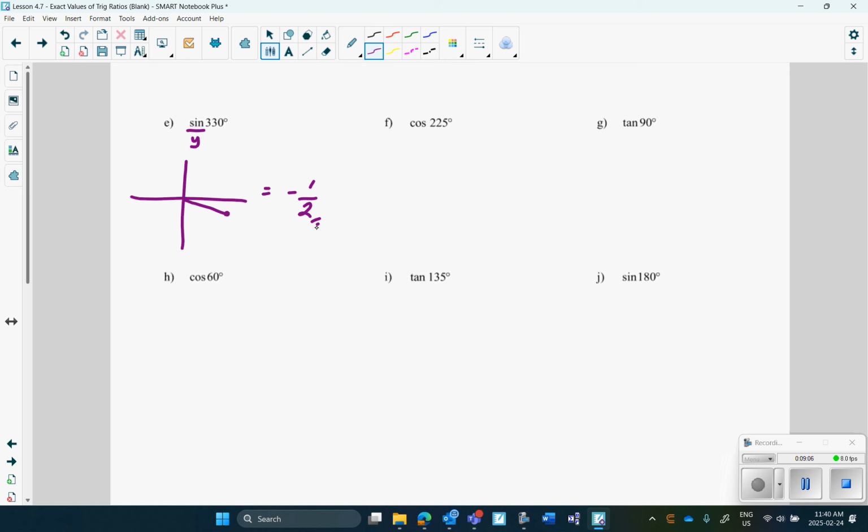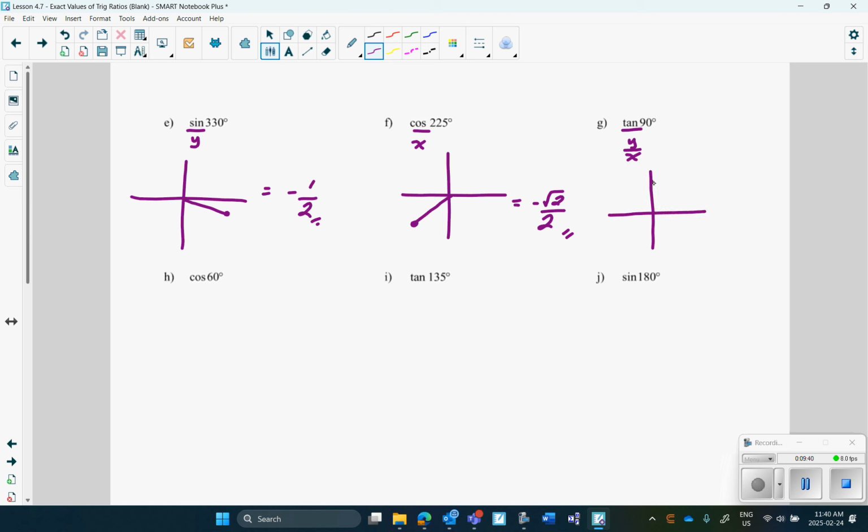225? Negative root 2 over 2. Negative root 2 over 2, because cos means x. That's the one that's halfway into quadrant 3, where the values are the same. And they both happen to be negatives. So the sine of 225 will be the same as cos of 225.